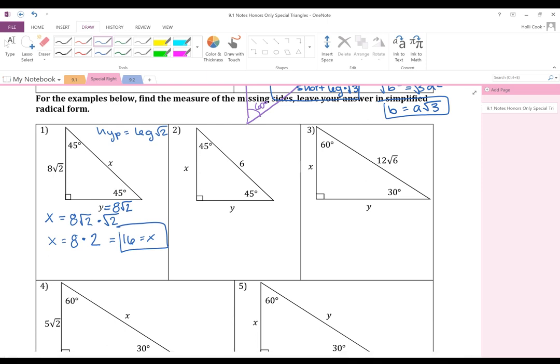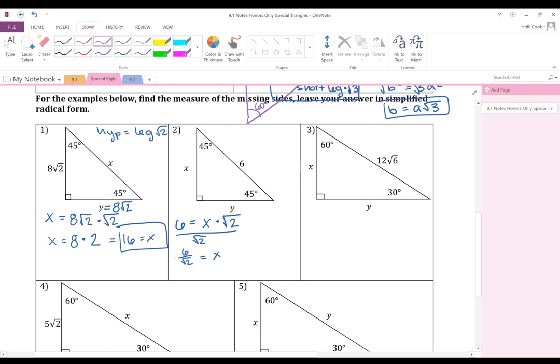On number 2, this time we're missing both of our legs. So we know our hypotenuse is 6. And then we know we're going to have our leg, we'll solve for x, times the square root of 2. We need to get rid of that square root of 2, so we're going to divide. So we have 6 over root 2 equaling x.